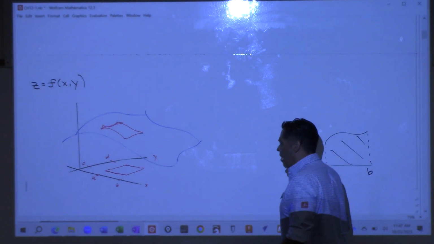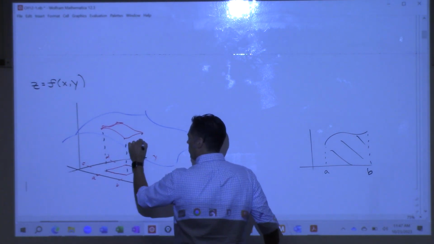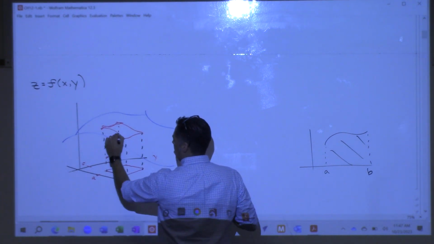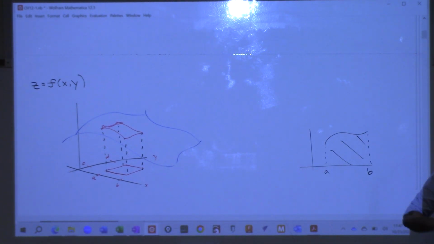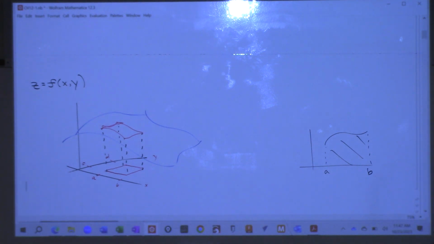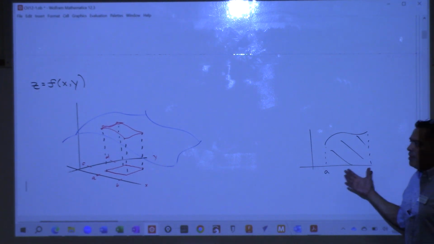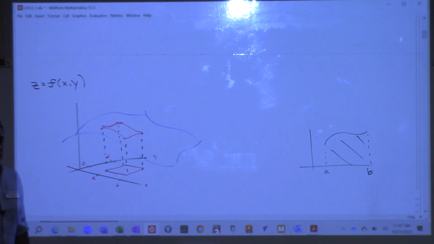Do y'all see that? Now, drop down like this. And do y'all see that solid kind of blocky object I just created? What's the volume of that? That's the question. It's this question, but now with a surface over some domain. That's the idea of a double integral, right?